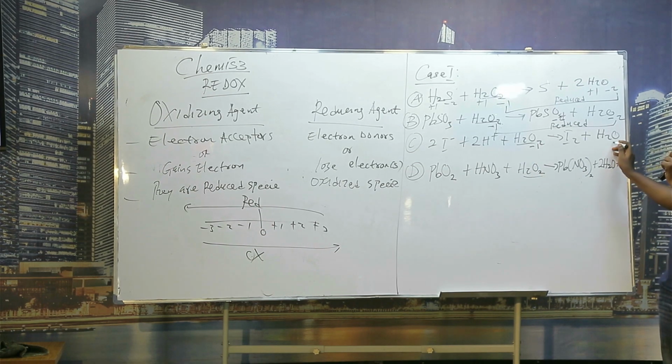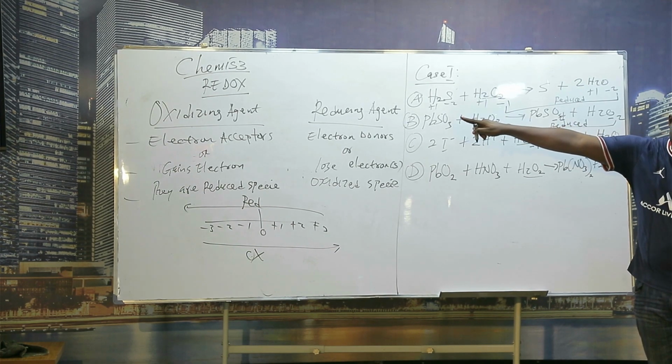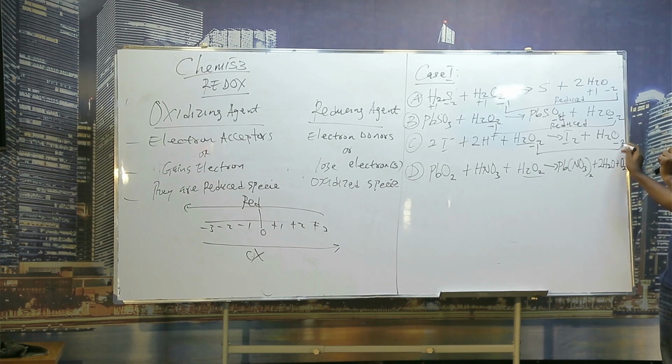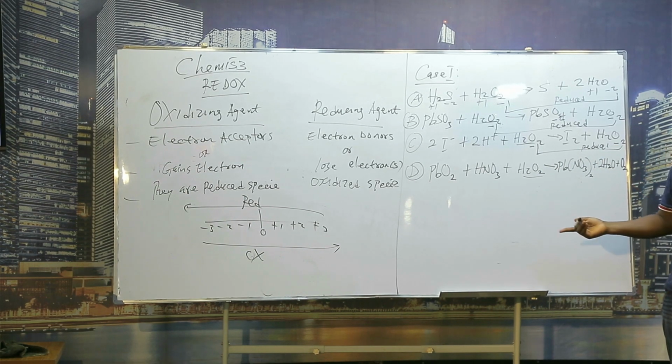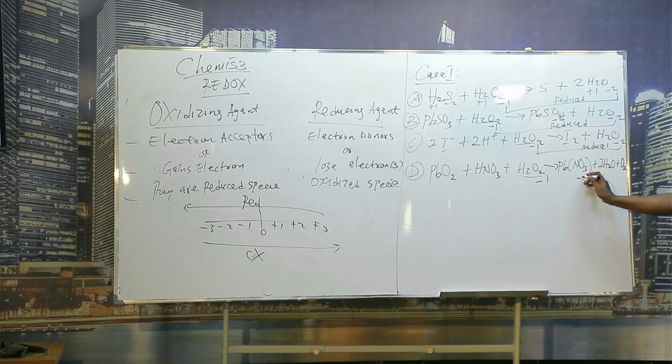Minus 1 to minus what? 2. Here it is also acting as what? Oxidizing agent. Because here it has what? Reduced. Definitely the answer should be D now, isn't it? Let's confirm it. Here is what? Minus 1. Oh, here is minus 2. Oh, here is minus 2.